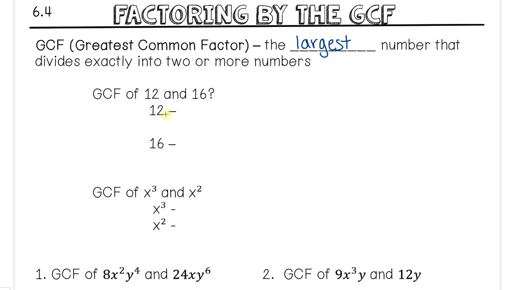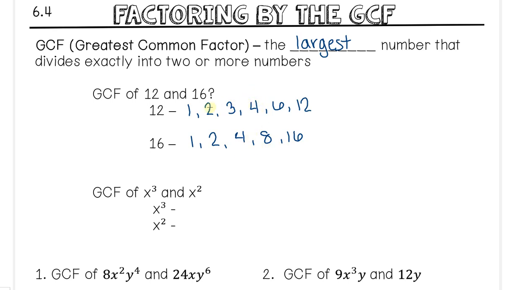So we need to find the GCF of 12 and 16. If we list the factors, so all the numbers that multiply into 12, we get 1, 2, 3, 4, 6, and 12. Now if we do the same thing for 16, all the numbers that multiply into 16, we have 1, 2, 4, 8, and 16.